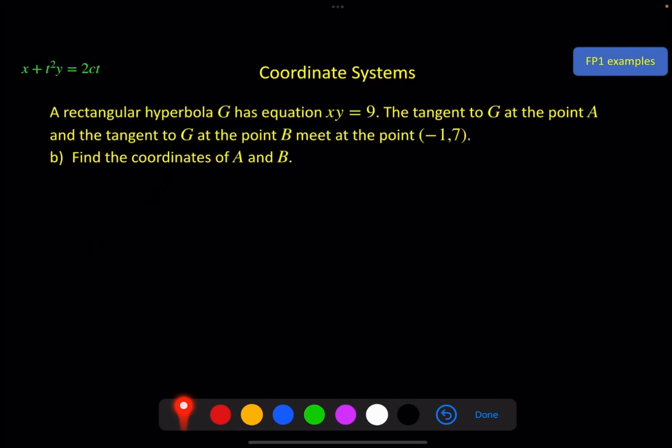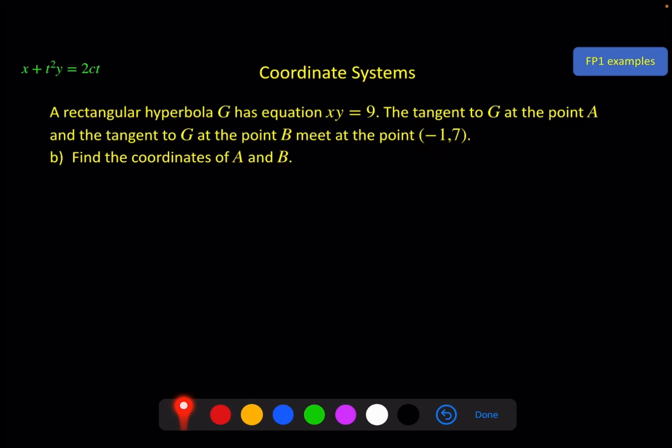Now on to part B. The equation of the tangent is still here, if we need it. A rectangular hyperbola G, where H was our general one, G has this equation. The tangent to G at point A and the tangent to G at point B meet at the point minus 1, 7. Find the coordinates of A and B.